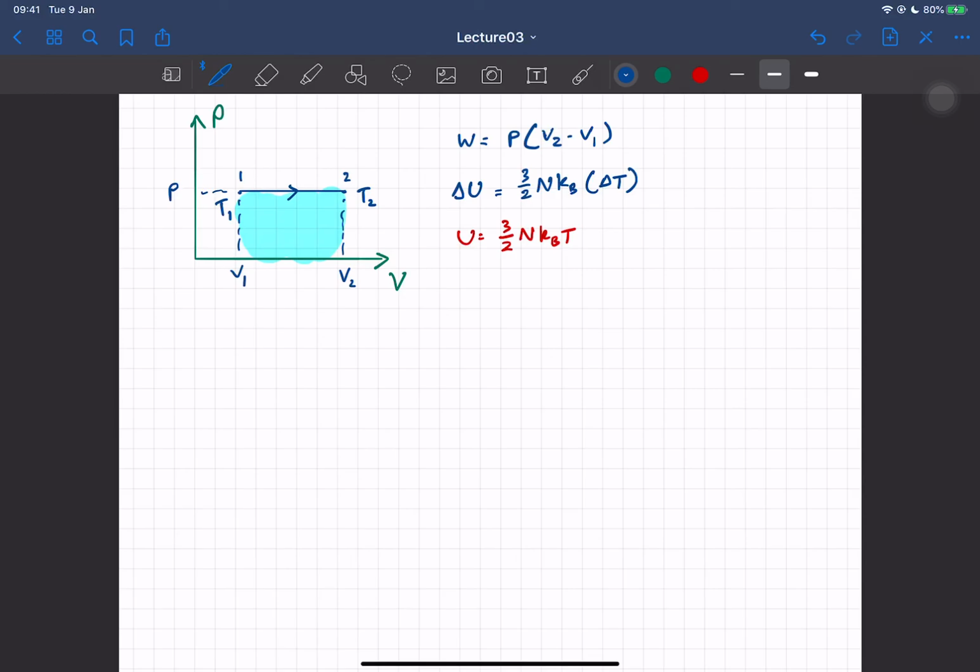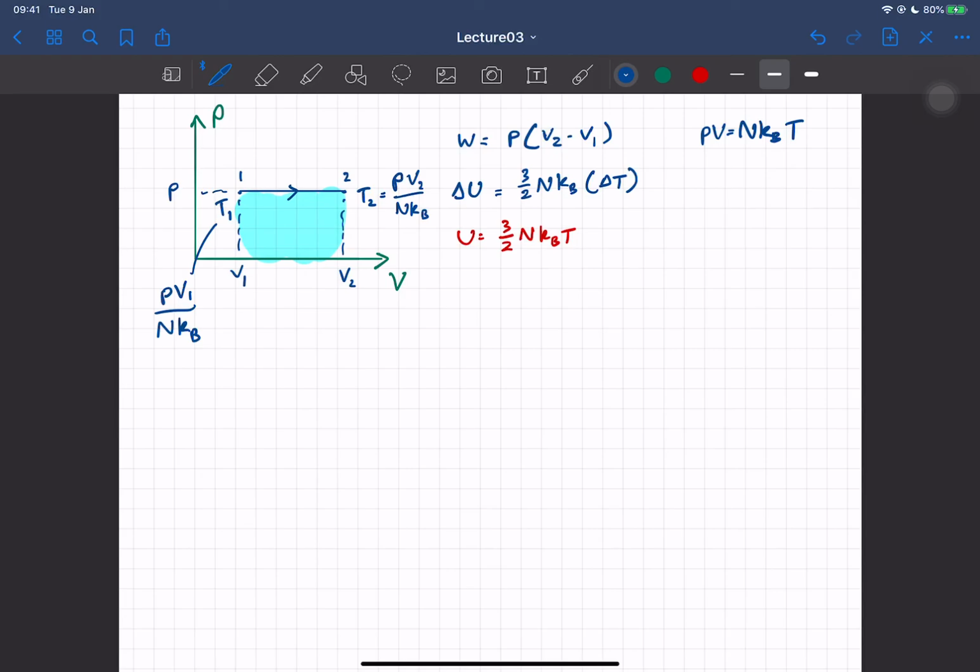Okay, so T2 and T1 can be calculated using PV equal to NkBT. Right, for example, T2 here is simply, using this equation, okay, P, we only have one P, times V2 divided by N kB. Just to make things kind of consistent, I'm going to write the formula with big N, kBT. Okay, so T2 can be calculated. T1 can also be calculated. So T1 is PV1 divided by N kB, right?